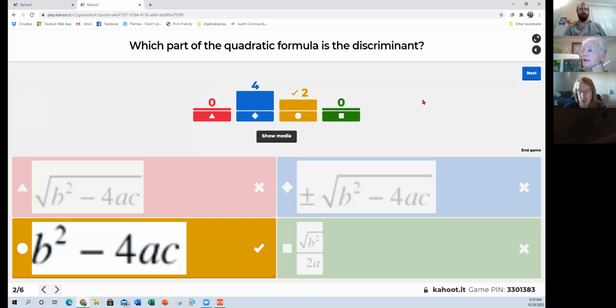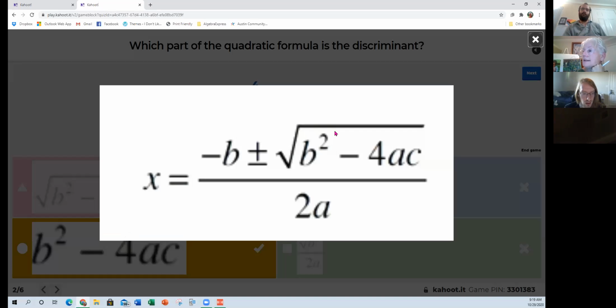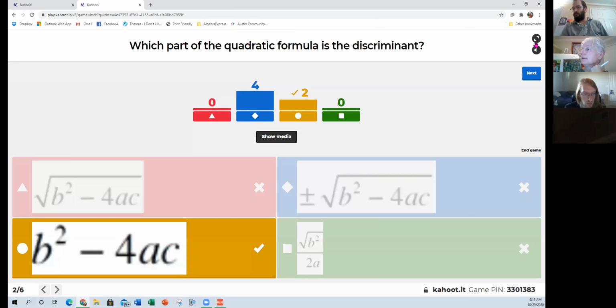Okay, the discriminant is just the part that's under the radical. It doesn't include the radical or any other part of the quadratic formula. It's just the b squared minus 4ac part, just that part, because that's what's going to tell you the information you need to know regarding what type of roots you're going to have. So a lot of people, before they ever start to solve the problem, will find the b squared minus 4ac part of the equation.